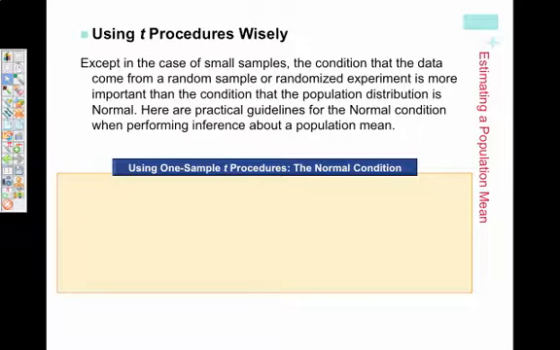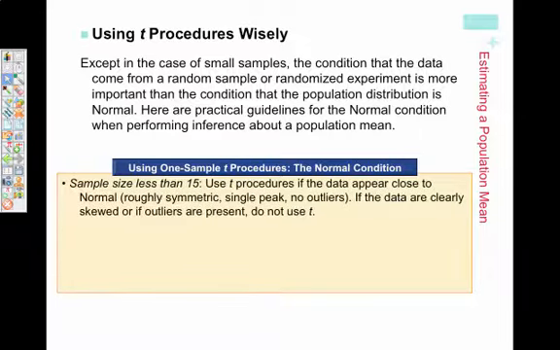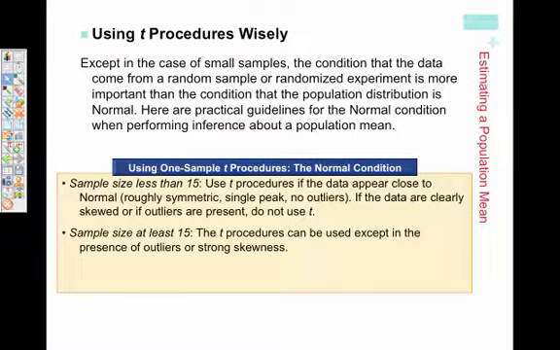And here are some guidelines for us to follow. If the sample size is less than 15, we use T procedures if the data appears to be close to normal. That is roughly symmetric, single peak, no outliers. We can look at our normal probability plot and make sure that it's linear. If the data are clearly skewed, or if outliers are present, or if our normal probability plot isn't linear, do not use T. If our sample size is at least 15, the T procedures can be used except if we have outliers or strong skewness.